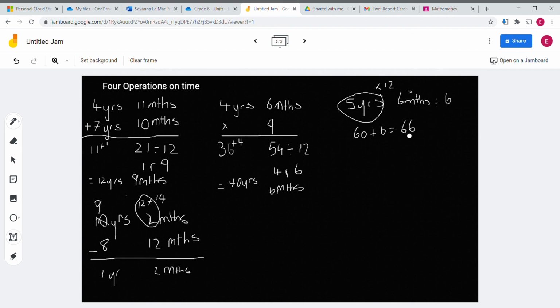Right? And now that we have our 66, we can go ahead and divide. Six into 66 goes 11. And that 11 represents 11 months, because remember, we just converted it to months. So that actually represents 11 months.